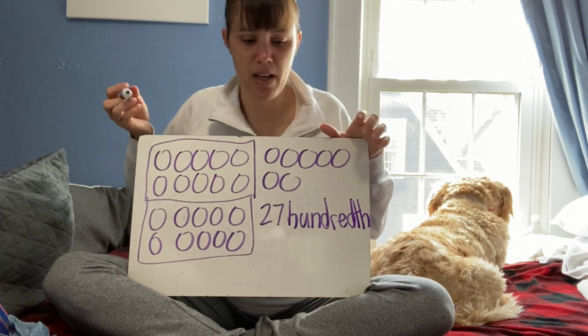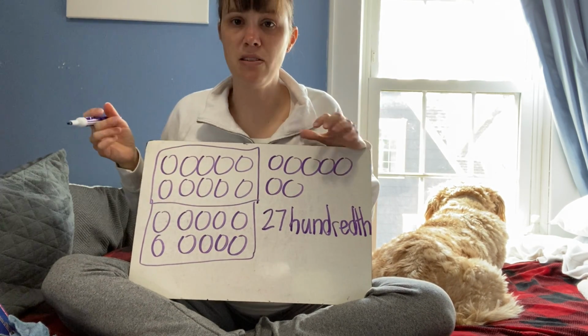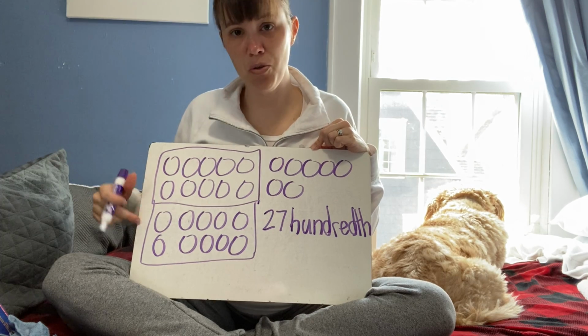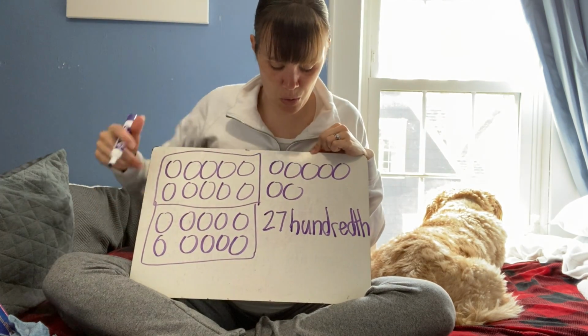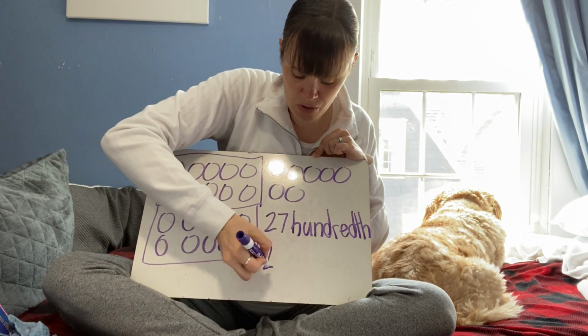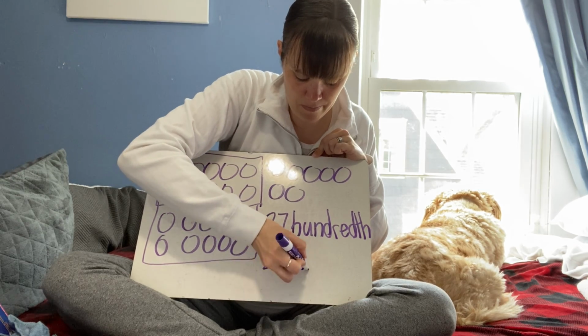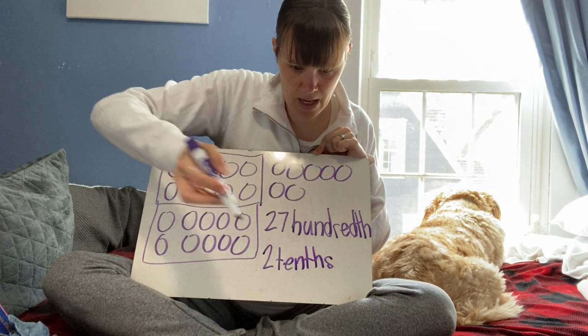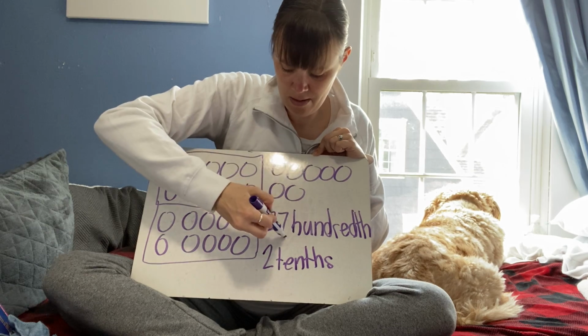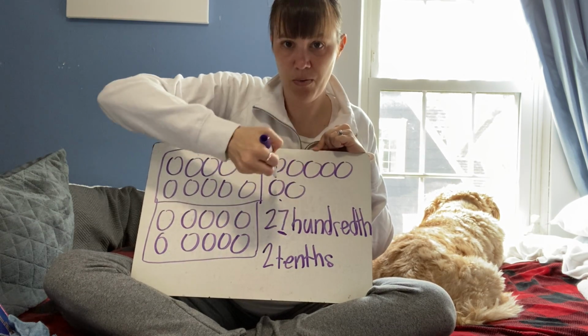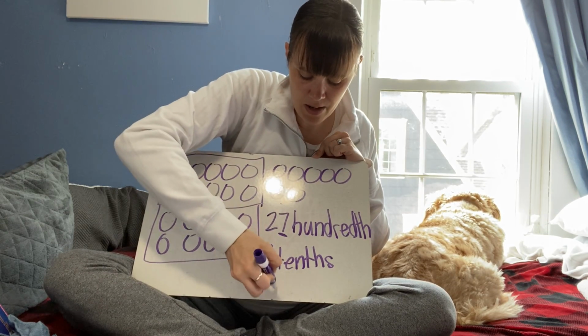I don't have room for my S. Okay, how many tenths do we have? How many groups do we have? We have 2 groups. So that means we have 2 tenths. And how many hundredths? How many are extra? We have 7 hundredths.